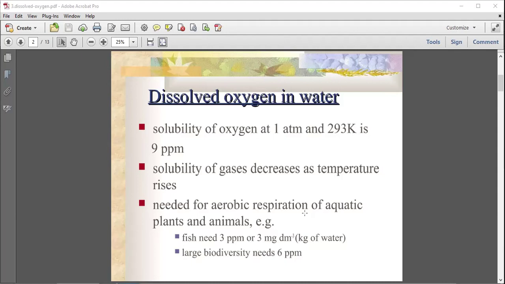We can express it with the units we normally use. 1 ppm means equal to 1 milligram per liter. So 3 ppm is equal to 3 milligram per liter. So 1 ppm is equal to 1 milligram per liter, right? So normally 1 kilogram of water.